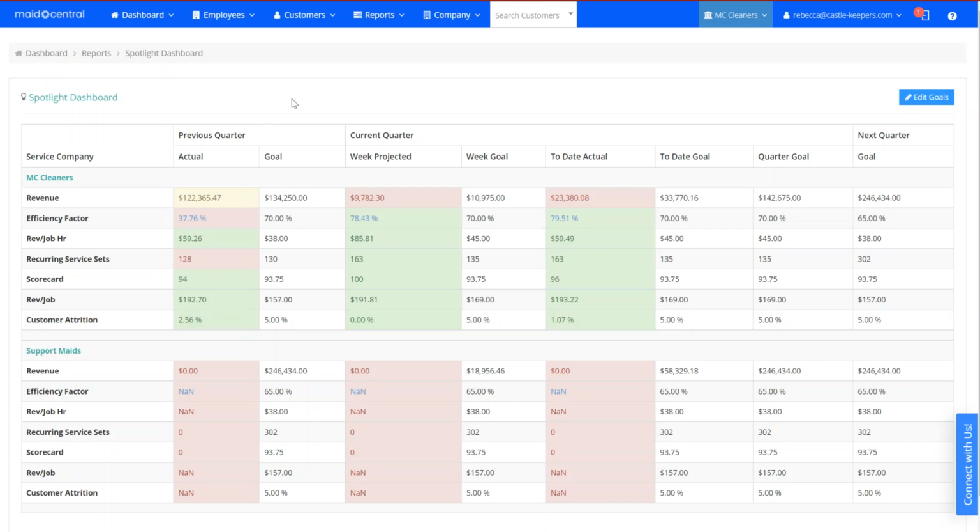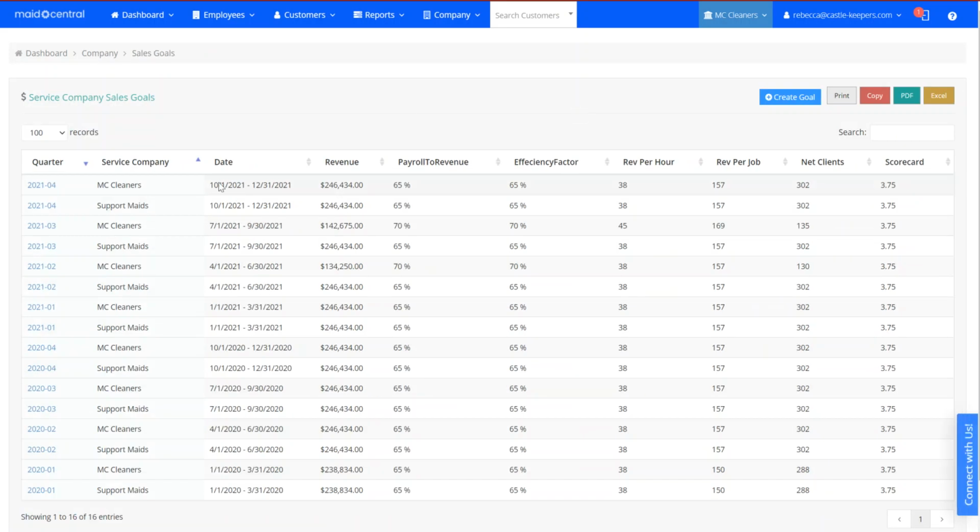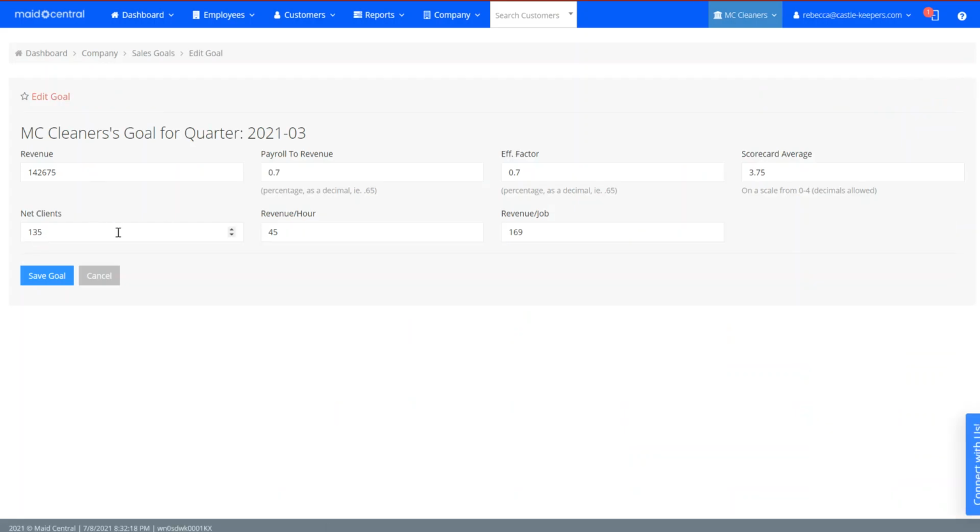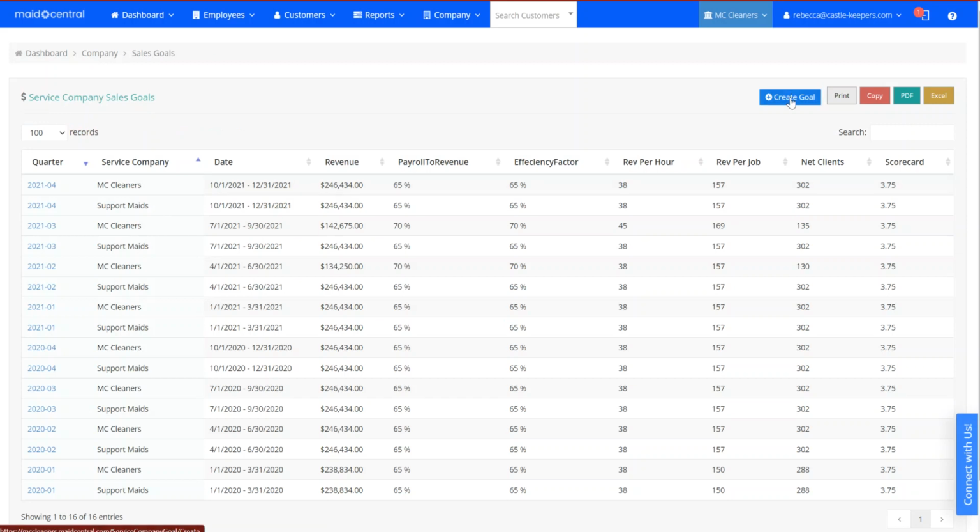So moving on to setting goals. You can see here I can edit my goals by clicking on this button. Again, we're just focusing on MC cleaners. You'll see that we've got MC cleaners and support maids here, but we're just going to be focused on MC cleaners. July kicked off the beginning of the third quarter, so you can see here 03/2021. I can go ahead and click on the quarter. If you don't have the quarter already started or with numbers already available, you can create a goal and add a new quarter with the information. Since mine are already here, I can just go here to edit.